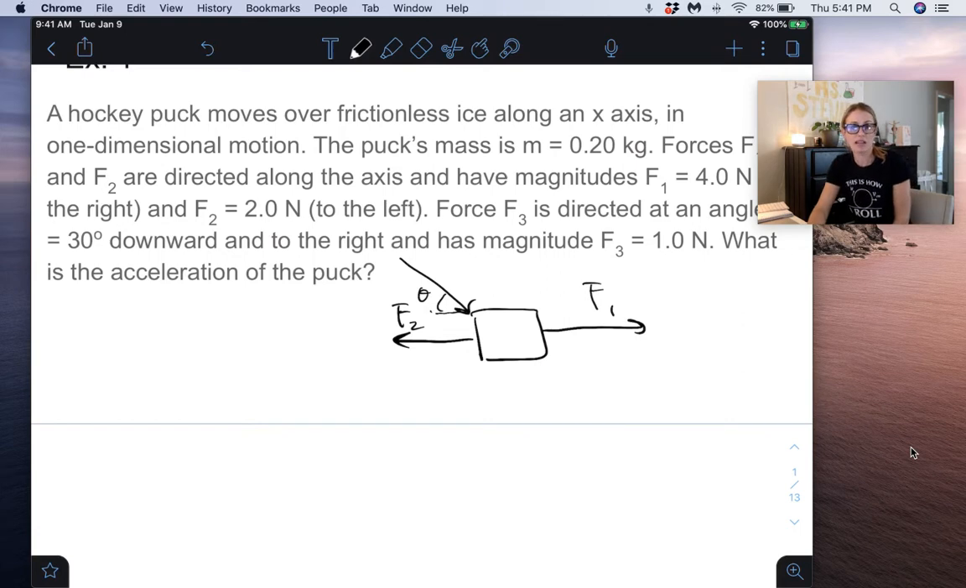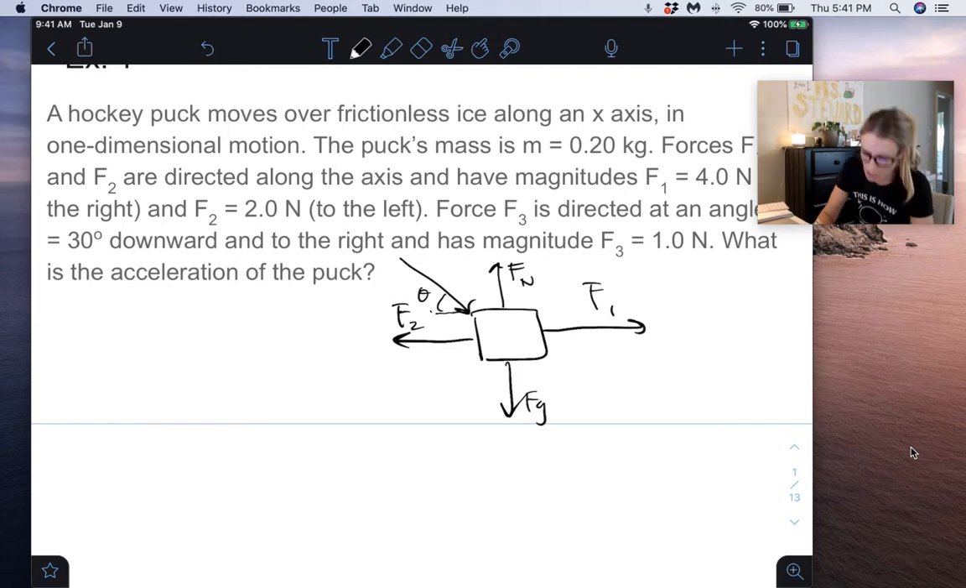So since that force is at an angle, we know that we have to split that up into x and y components. Of course, the other forces acting on this hockey puck are the force of gravity and the normal force. But those aren't going to add to the net force in the horizontal direction because we know that this puck is accelerating in the horizontal direction, but I still draw them in my free body diagram.